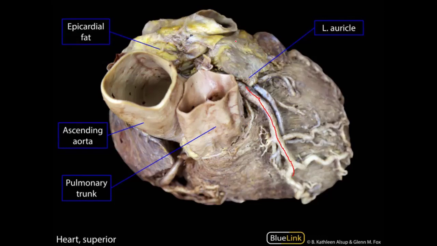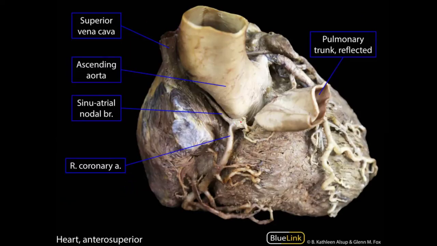Now, if I reflect this auricle in that direction, I'll see the circumflex branch moving along the coronary sulcus in that direction. Okay, and this here is the right auricle, and this here is the right coronary artery. So in a better view, you can see the right coronary artery here, and you can see the sinoatrial nodal branch. That branch goes to the SA node.